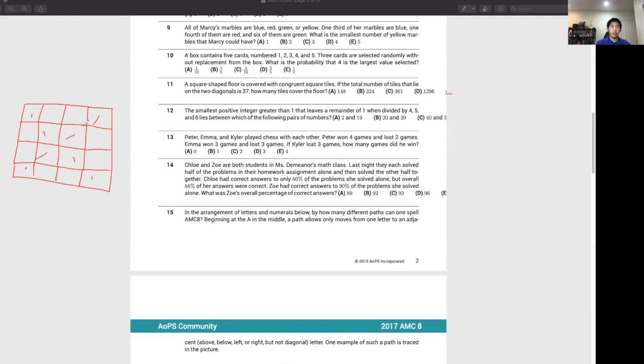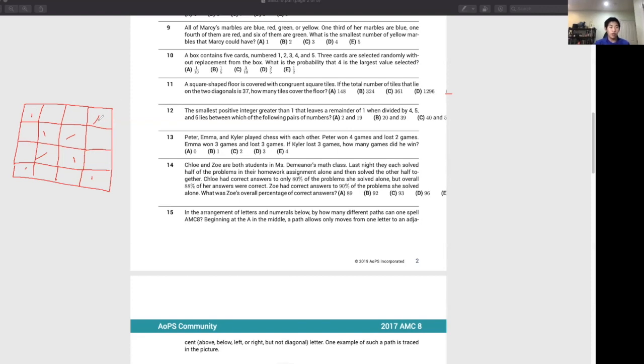And what you'll notice is that when our side length is even, the number of diagonal tiles is also even, because the diagonals don't share any tiles, which means that it's just 2 times however many there are on the diagonal, which is the side length.